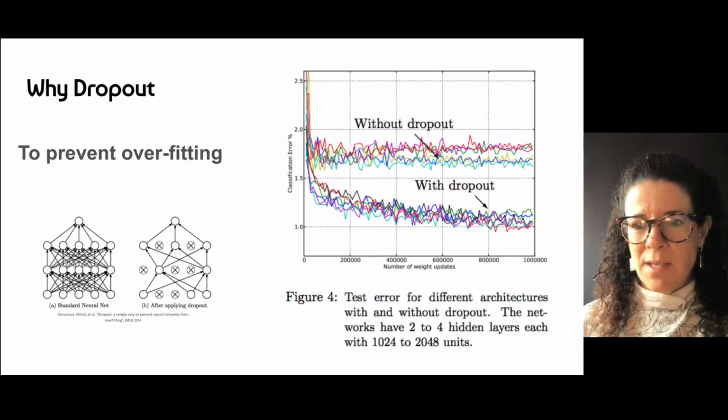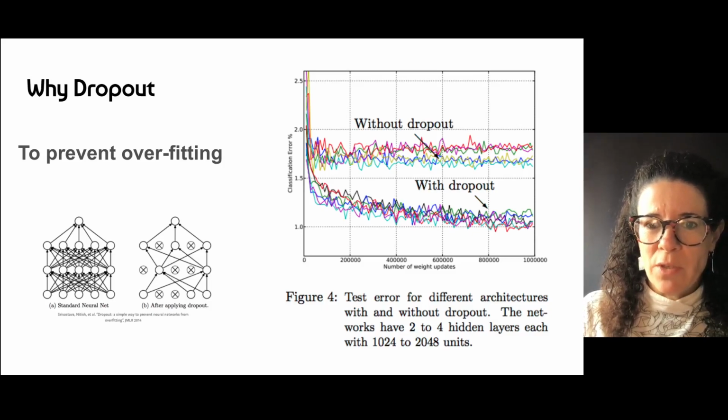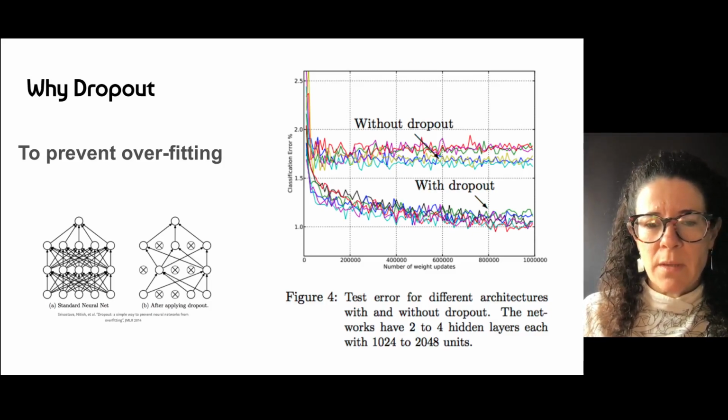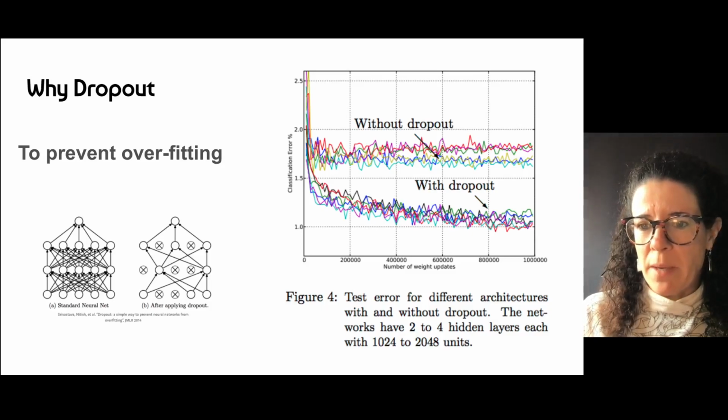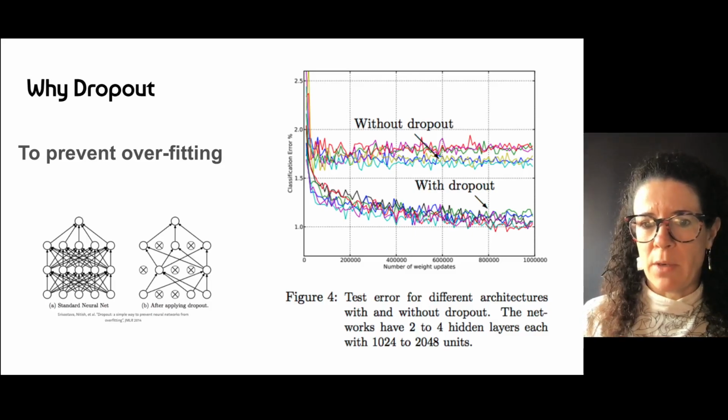So why is this useful? Well, the first thing is that it's been shown that when you use dropout, you can reduce the test error on many architectures. The plots I have here are from a Dropout paper, where they show how they can get better classification error by using dropout in multiple networks.